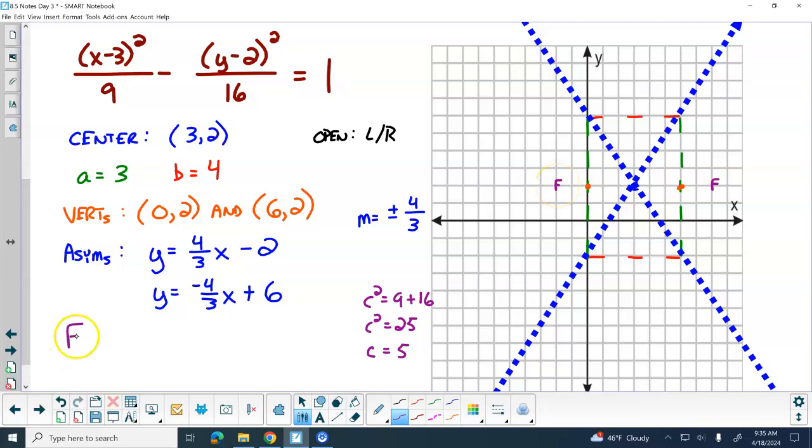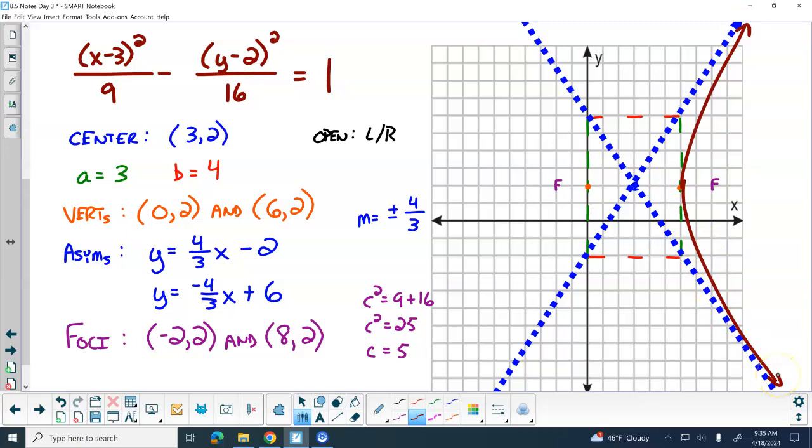So the foci would be at -2, comma 2, and 8, comma 2. And then we can draw it in. Questions, comments, concerns, clarifications? That negative sign will get you every time. Okay?